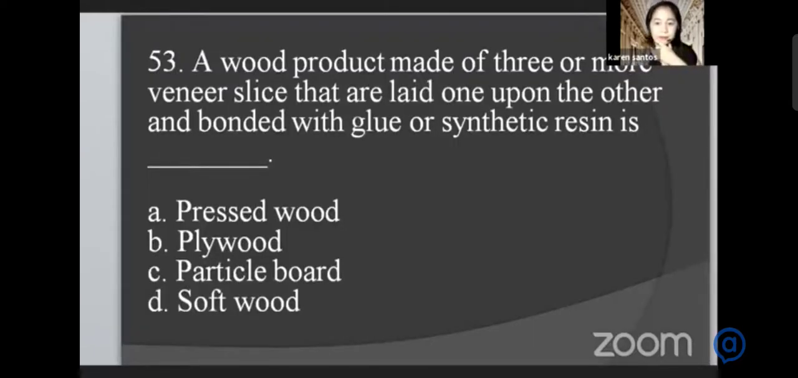Next. Okay, so a wood product made of three or more veneer slices that are laid one upon the other and bonded with glue or synthetic resin is, again, a wood product made of three or more veneer slices that are laid one upon the other and bonded with glue or synthetic resin is: A. Pressed wood, B. Plywood, C. Particle board, D. Softwood. So what is the correct answer?